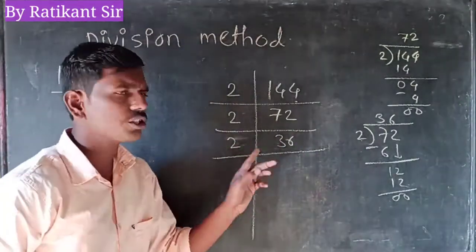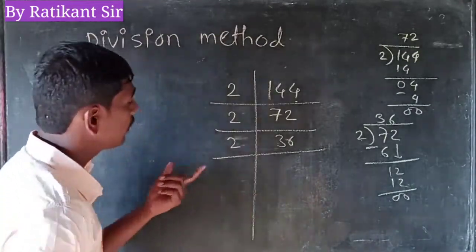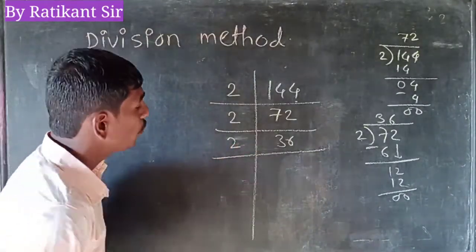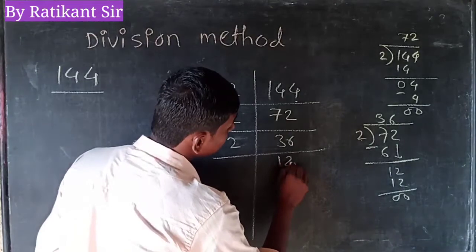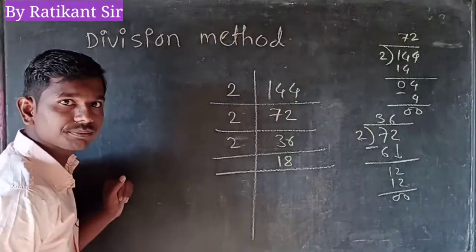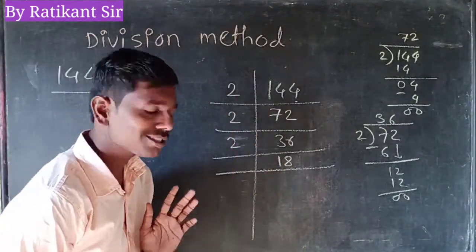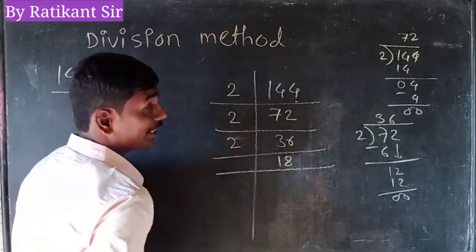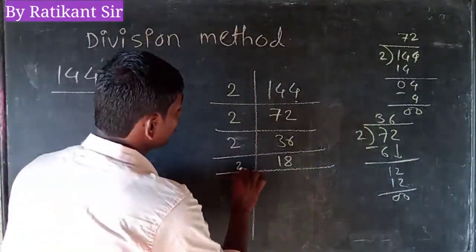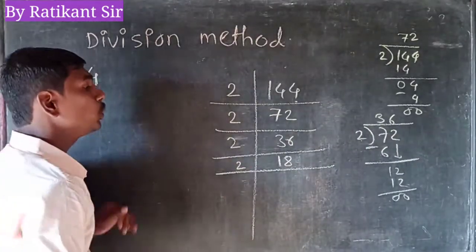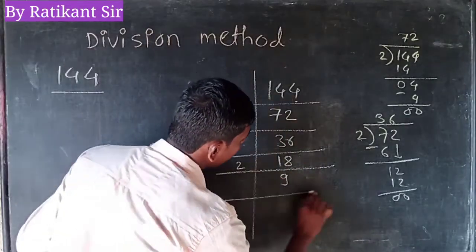Okay, actually this is divisible by 3 also, right? But I am dividing by 2. So 2 ones are 2, 2 18s are 36. Again this 18 is divisible by 2. So 2 ones are 2, 2 nines are 18.